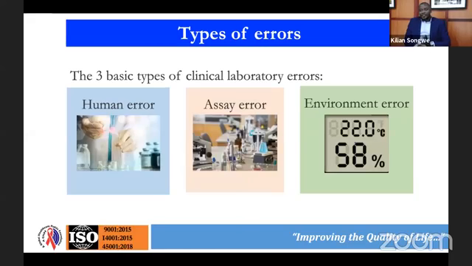These types are human errors that arise due to human interaction with the samples and the assays. There's what we call the assay error itself, because as the human being, everything might go right, but there might be some challenges with the assay that you're using. And also there's what we call environmental errors. These are the errors that come due to where you're doing the testing from.